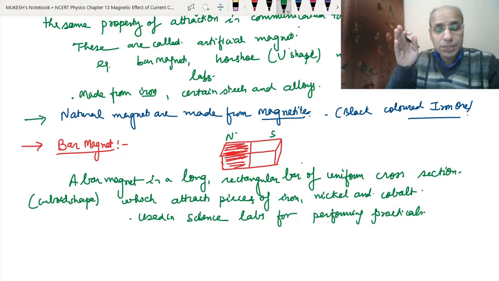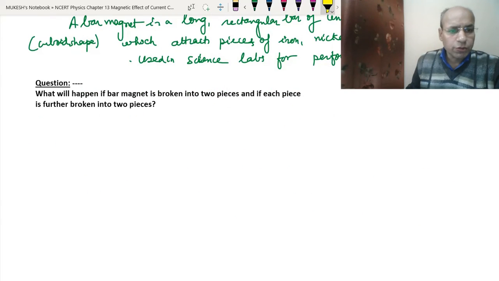Now if we break the bar magnet into two pieces, and again further break them into two pieces, what will happen? Will they still retain their same poles, north and south poles, or will they lose their poles? Now let's see in the form of a question. See, we have a question.